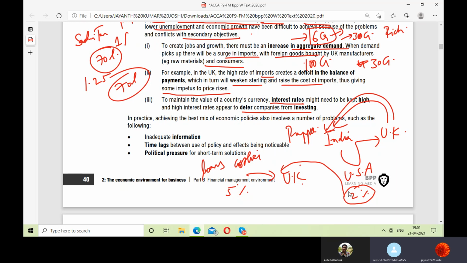So what will happen? Slowly and steadily they will go to the bank, and they will exchange more and more US dollars and try to buy more and more UK pounds. With this, what will happen? The UK pound's value will appreciate, increase. That's what happens.